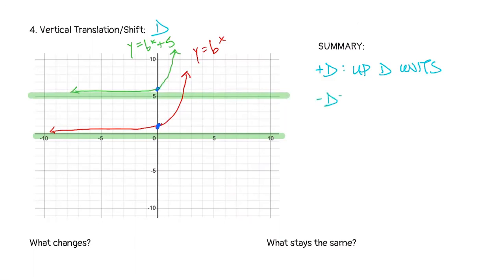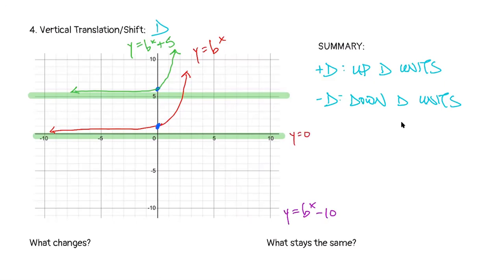But if I do a minus d, I know that's going to move my graph down d units. And so let's say this time that I moved the graph down 10 units, that I wanted to graph y equals b to the x minus 10. What's the equation of my new horizontal asymptote? Okay, all good guesses. My original asymptote was at y equals 0.